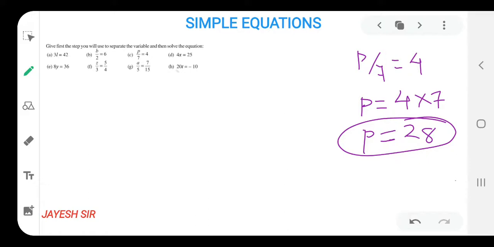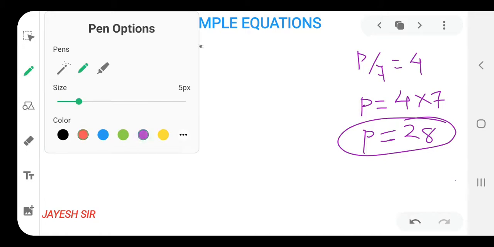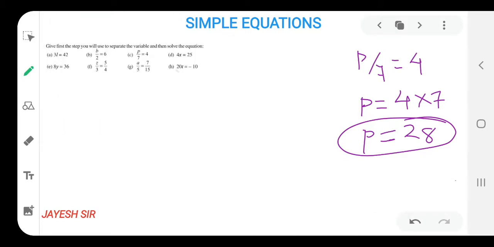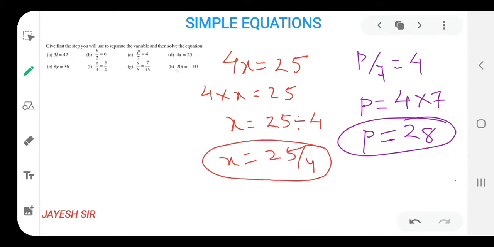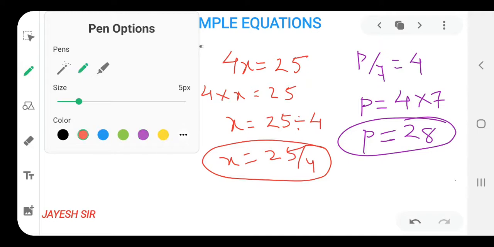Now the next sum. I am changing the pen color so that we can write over here and you won't mix either of the sums. 4x equals 25. This is our fourth sum. 4 and x are in multiplication over this side. Now x equals 25 as it is. 4 is in multiplication; after going this side, it will become division. So my correct answer would be 25 upon 4, because it cannot be solved and cancelled further. So my correct answer would be 25 upon 4 only.